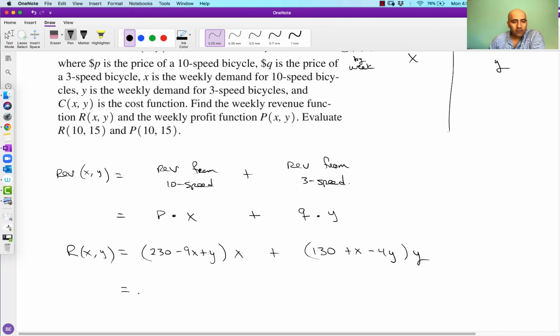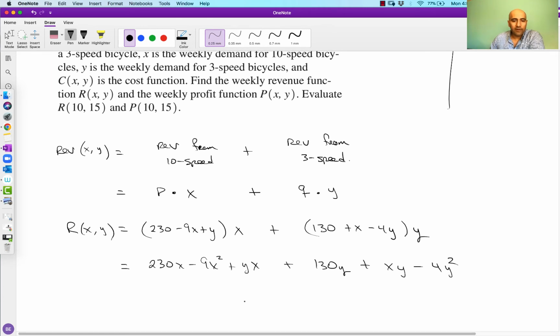So now that we wrote down this statement, let's distribute this x. We end up with 230x minus 9x squared plus yx, plus, now distributing the y, we get 130y plus xy minus 4y squared. And so finally, if we try and combine like terms, there really isn't too much in common, right? Now, the order in which we multiply does not matter. So we have an x times a y there, and x times a y there. Those will combine. And that is unfortunately it.